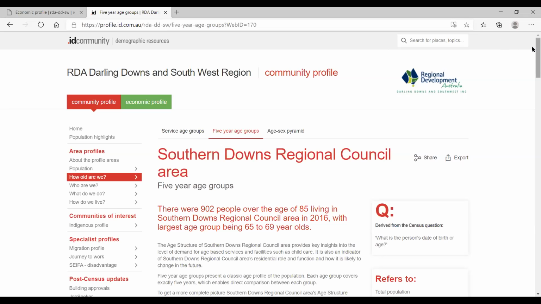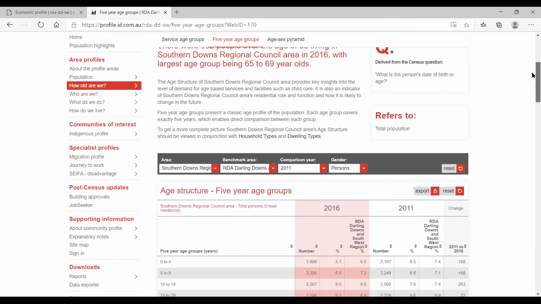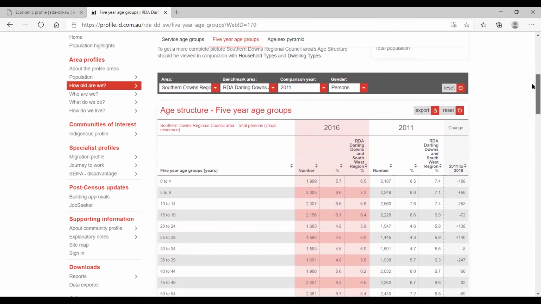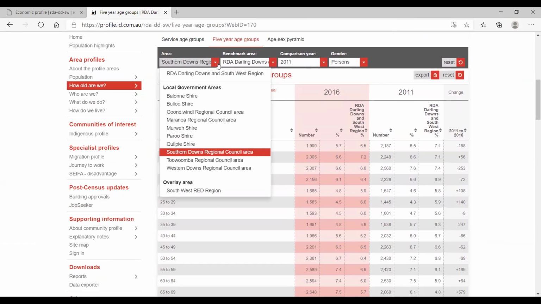So straight away, I get this question derived from the census. So what is the person's date of birth or age, referring to the total population? And when I move down here, I get my data table. I can change that area.